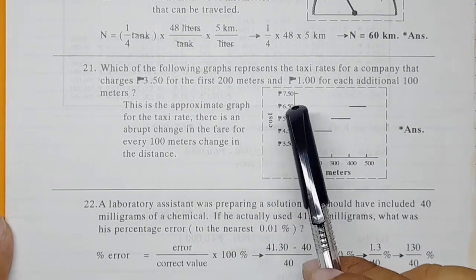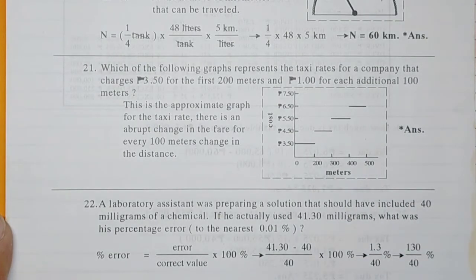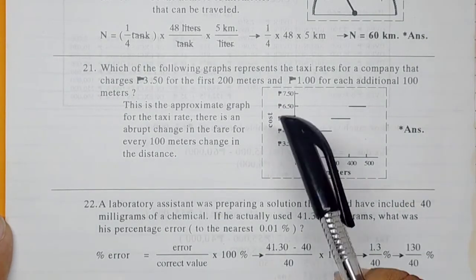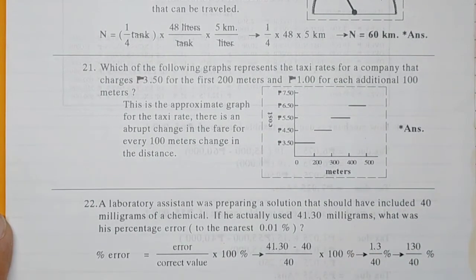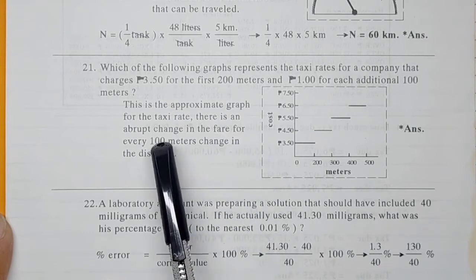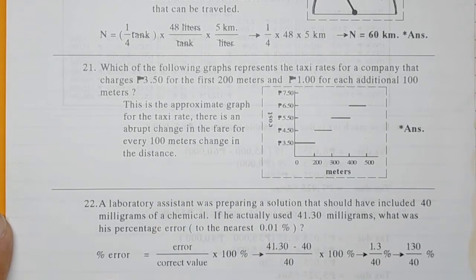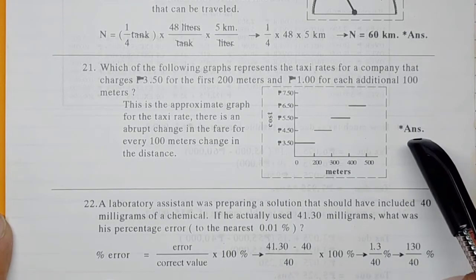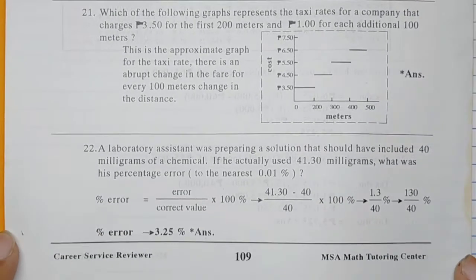So which of the following graphs represents the taxi rates for a company that charges 3.50 for the first 200 kilometers and 1 peso for each additional 100 meters? So, okay, this is the approximate graph for the taxi rate. There is an abrupt change in the fare for every 100 kilometers change in the distance. So, this is the answer. You just visualize.